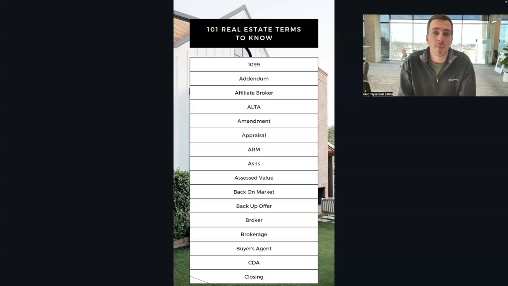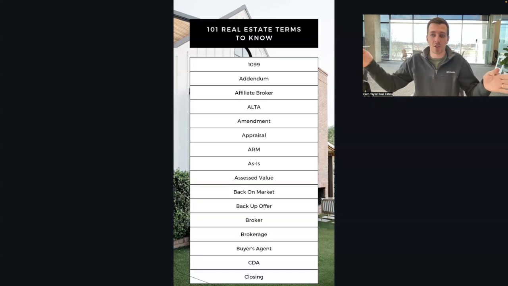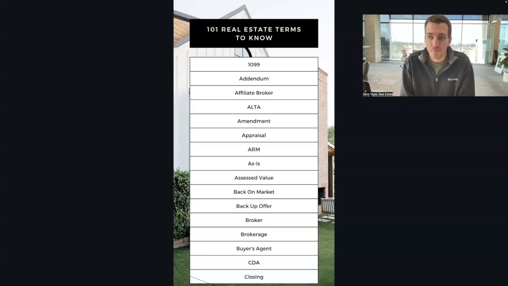ARM, this is an adjustable rate mortgage. Sometimes you'll see a 5-1 ARM. This could be a situation where the interest rate on the loan that's issued out to the buyer stays the same for the first 5 years, but after that, it adjusts. Often the first 5 years are fixed, after that it adjusts, and it's a 30-year note. So that's an ARM.